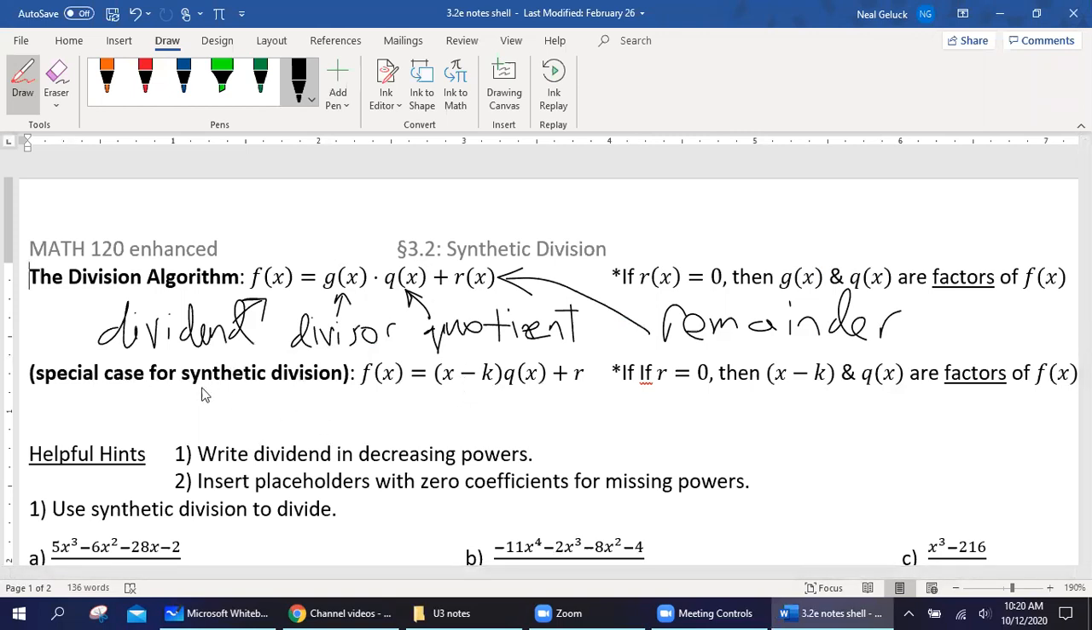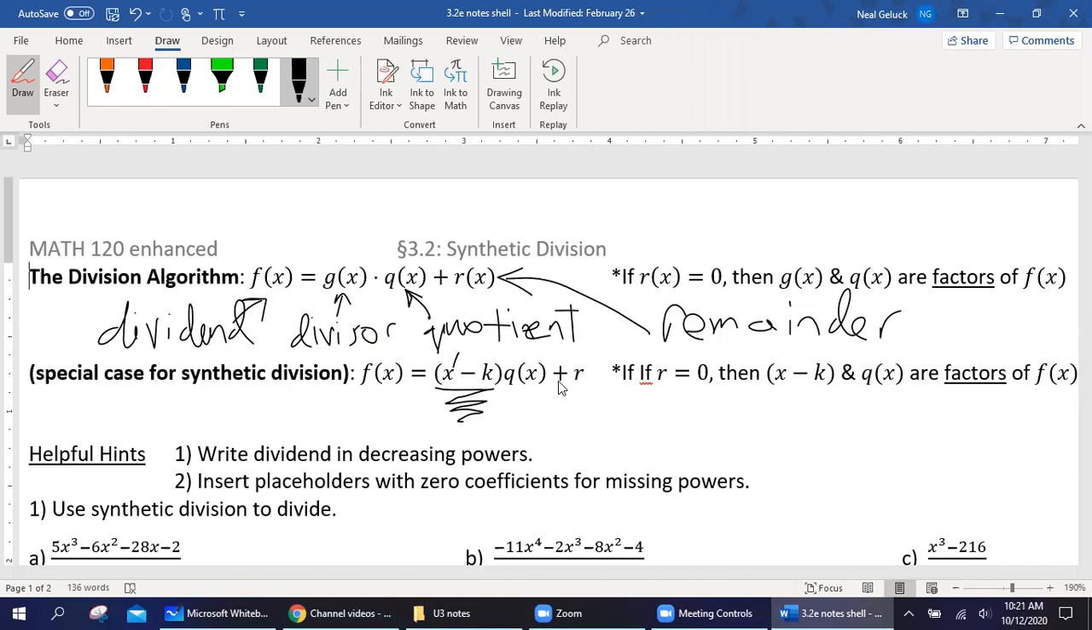What we're going to deal with is synthetic division. And in synthetic division, our divisor is always going to be a linear divisor. Basically, it's going to be an x to the first. Same rules are going to apply. All of this is the same, except we're going to deal with a linear divisor, only x to the first power.